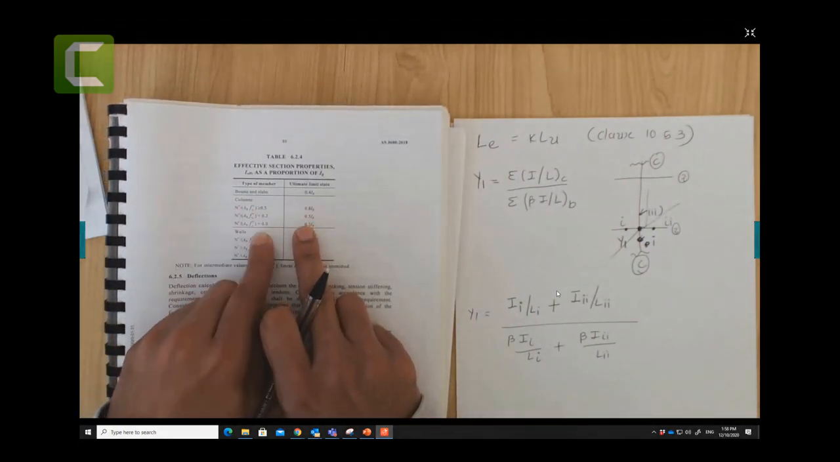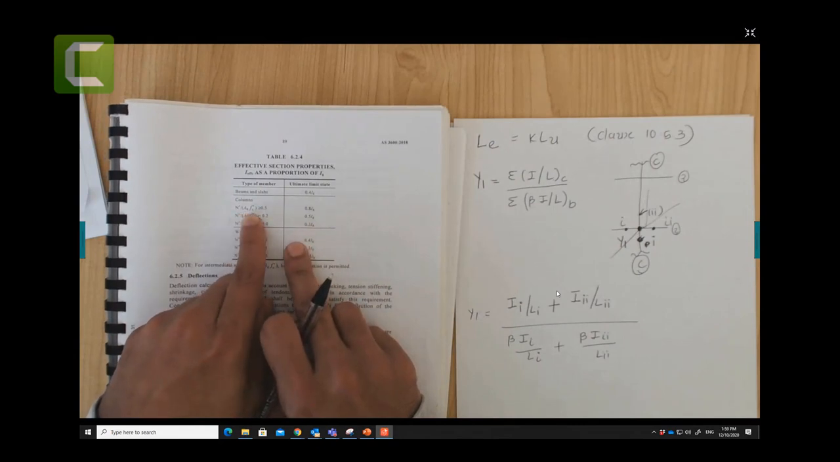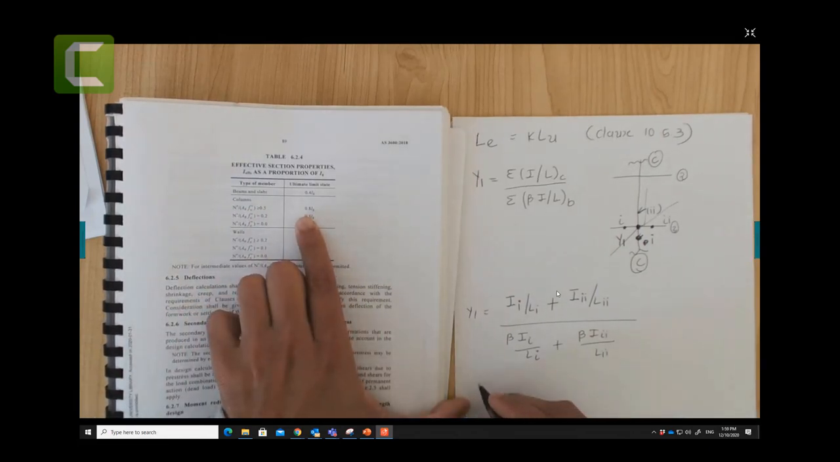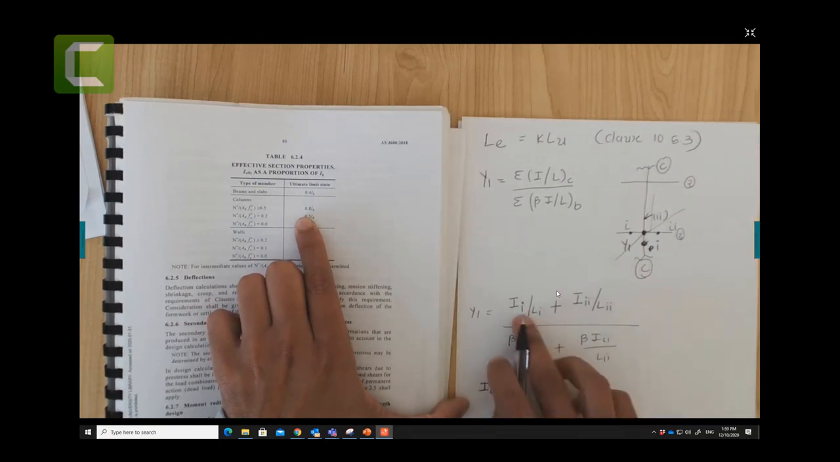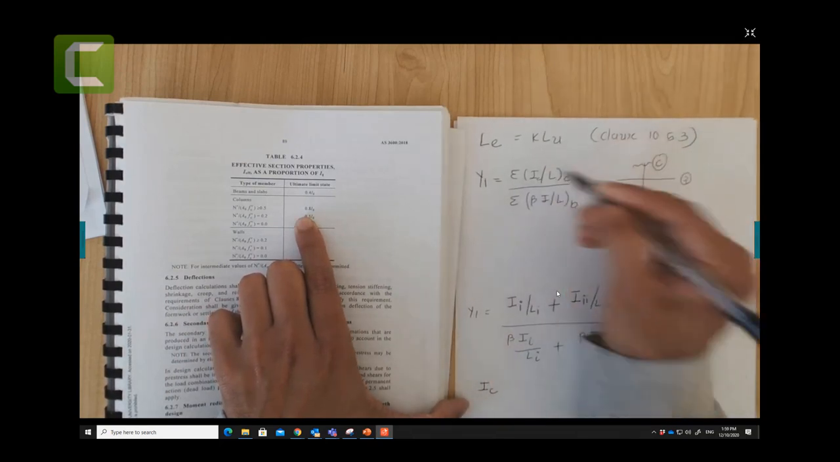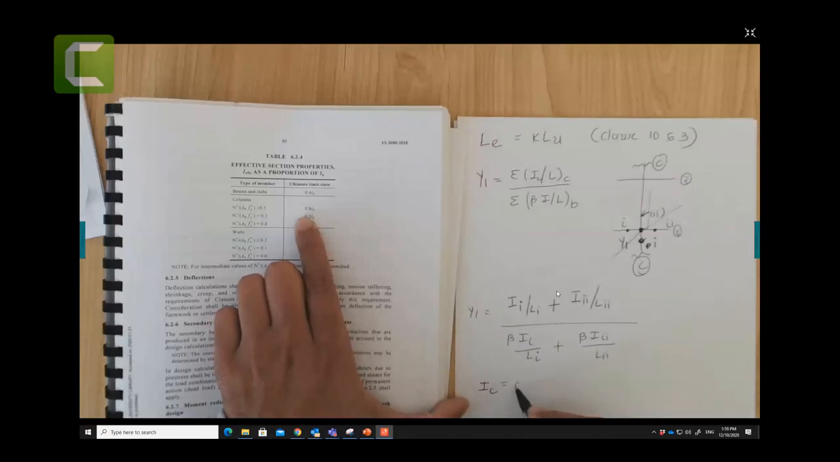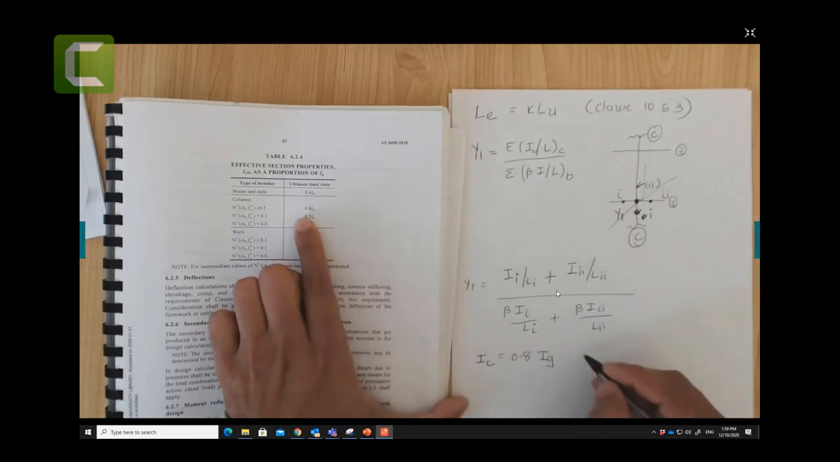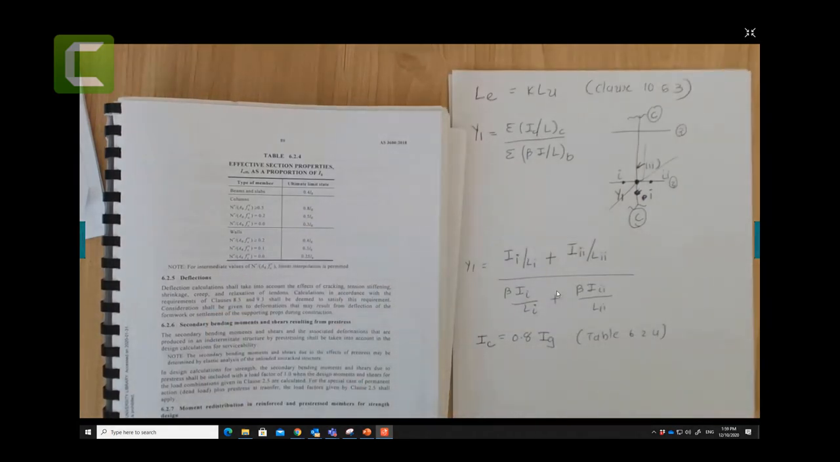So let's say you have columns. We don't know this N star over AG. Let's take this one; we will verify these assumptions later. So let's say you have these columns. In that column, I want to take, let's put this IC, IC is for columns, equal to 0.8 of IG, that is the effective column moment of inertia. Where is it coming from? That is coming from table number 6.2.4. I hope so far so good, there is no issue.